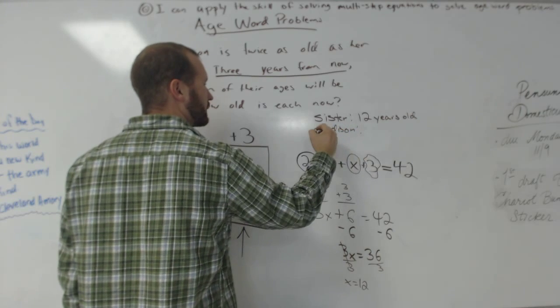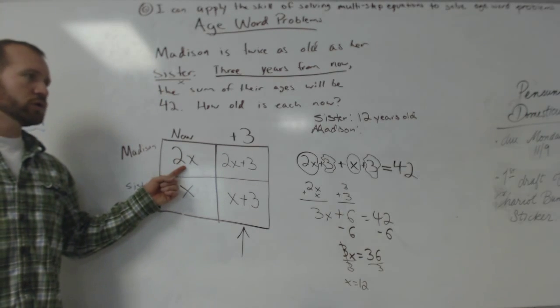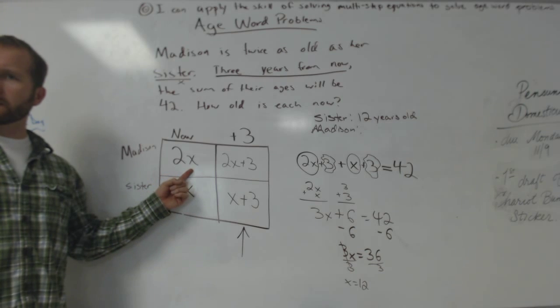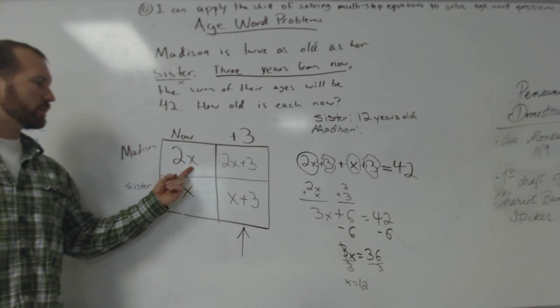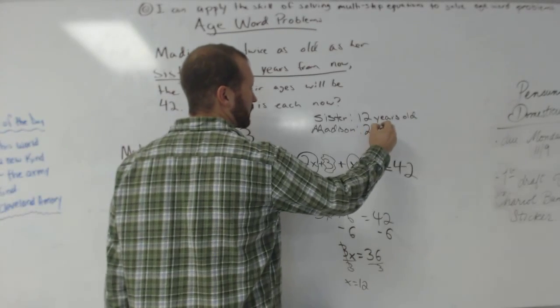Wait, how do I know Madison's age? Because it's multiplied by 2. Madison is 2x. What's x? 12. So what is 2 times 12? 24. So Madison is 24.